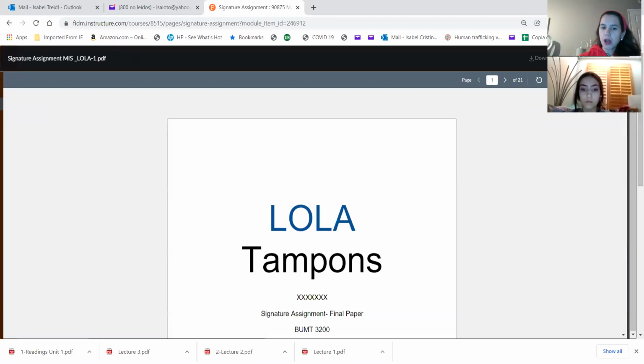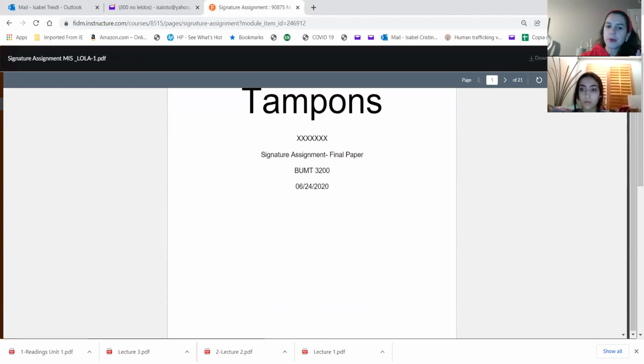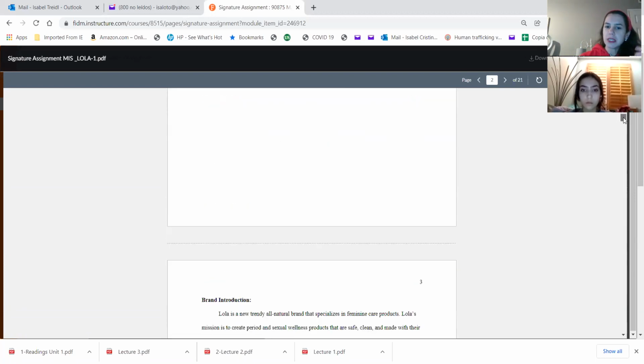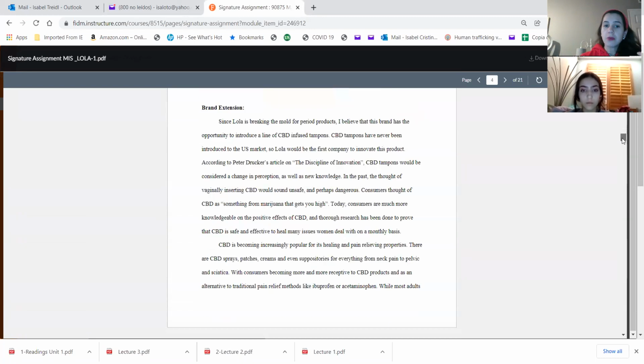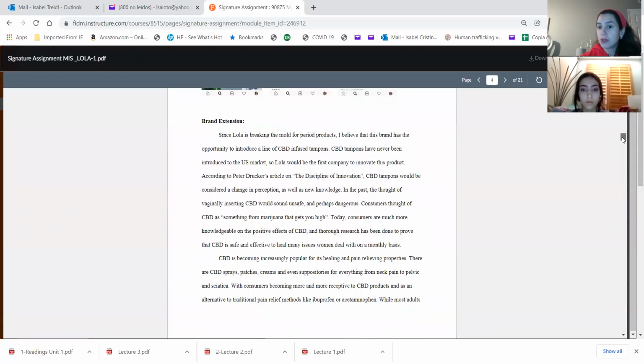And this is an interesting product because it's Lola tampons, and it gives an interesting outlook about different kinds of products that you can actually explore for your signature assignment. So here we have the analysis of the product, what the brand is about, what the target market is. We have some images. This is also really key. Always try to use images to support your ideas and create better storytelling. We are really visual. We remember images, colors, and this is a way that we are able to connect.